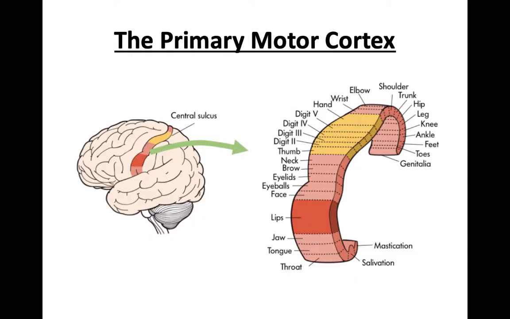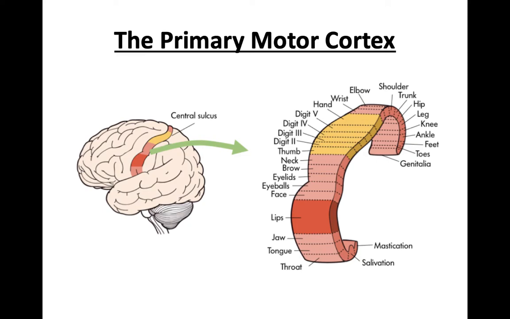Okay. So another part of the cerebral cortex that I want to review is something called the primary motor cortex. This is a part of the frontal lobe just to the side of something called the central sulcus. It's really a strip that runs along the side of the brain, and it's on both hemispheres. And it's in charge of your voluntary movements.